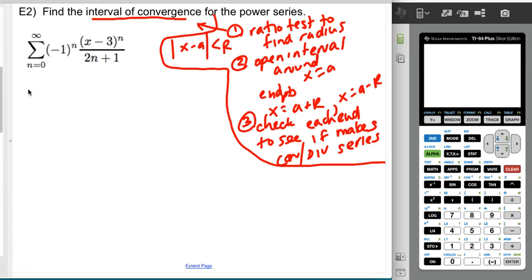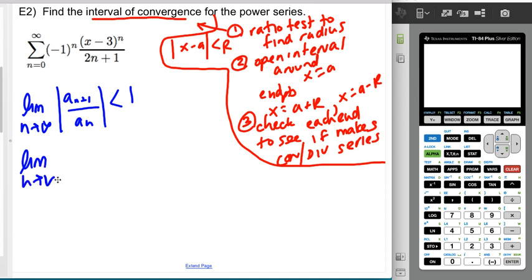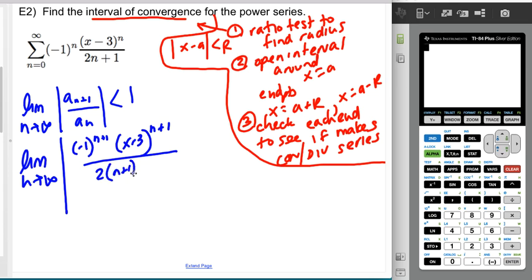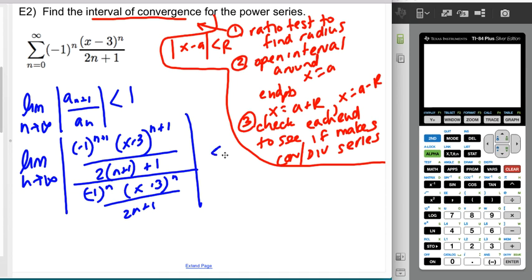The first step is that we need the ratio test. So I need the limit as n approaches infinity of a sub n plus 1 over a sub n to be less than 1. Well, that is going to be the limit as n approaches infinity of negative 1 to the n plus 1, x minus 3 to the n plus 1, and a 2 times n plus 1 all plus a 1, all over negative 1 to the n, x minus 3 to the n, and a 2n plus 1. And I want that to be less than 1.